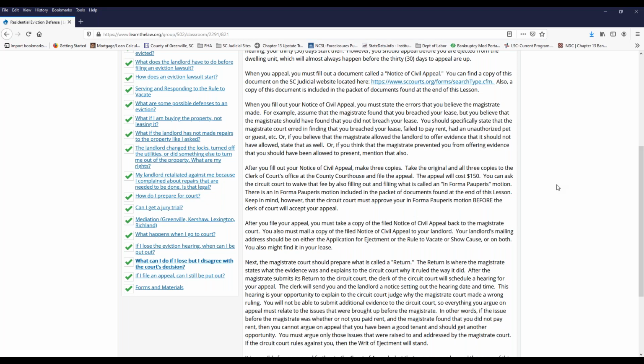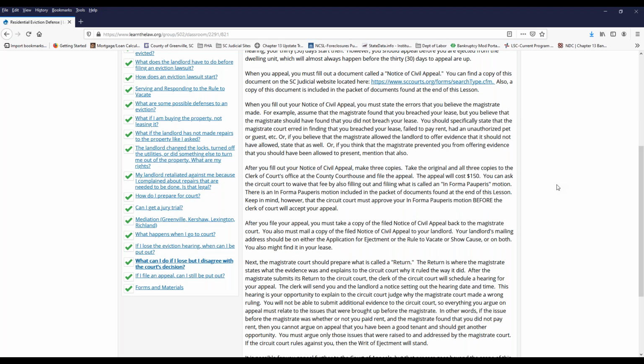Some courts will hold a hearing after an appeal is filed to order the tenant to continue to pay rent while the appeal is pending. Because if the tenant misses a rent payment while the appeal is pending, then the tenant loses the right to appeal and the appeal gets automatically dismissed.